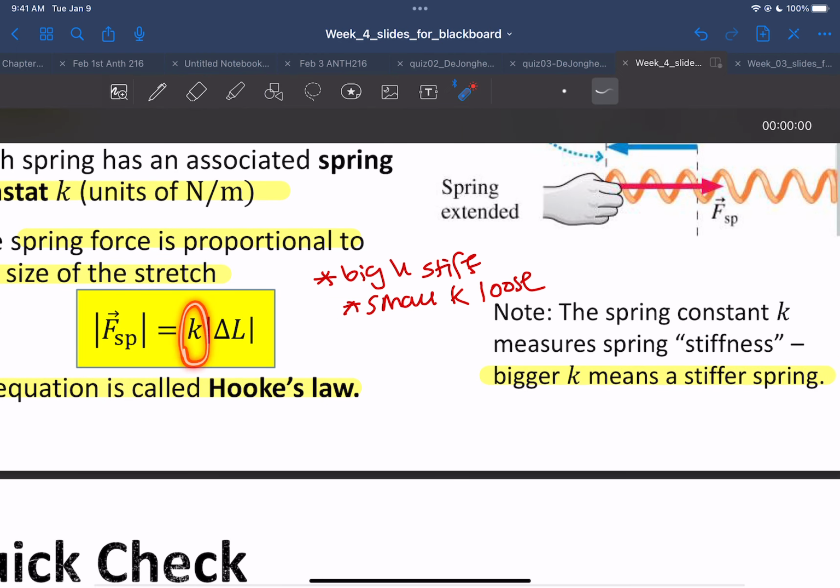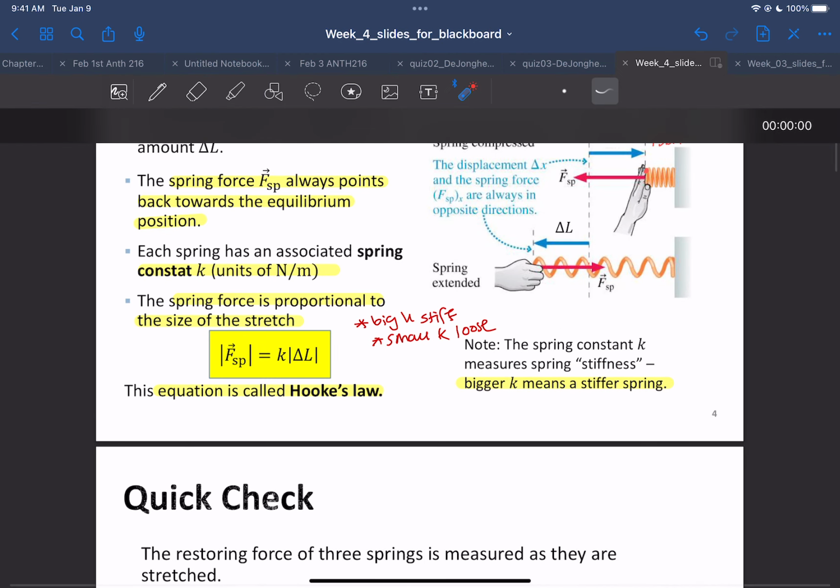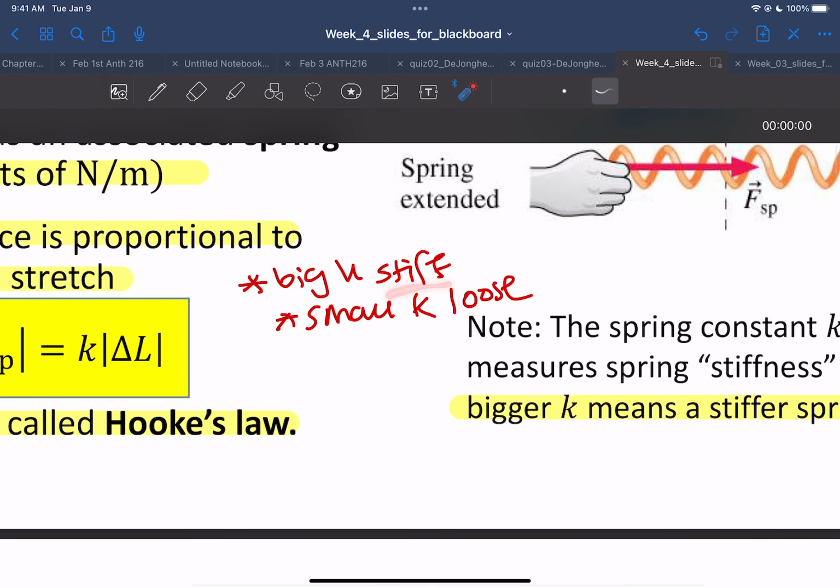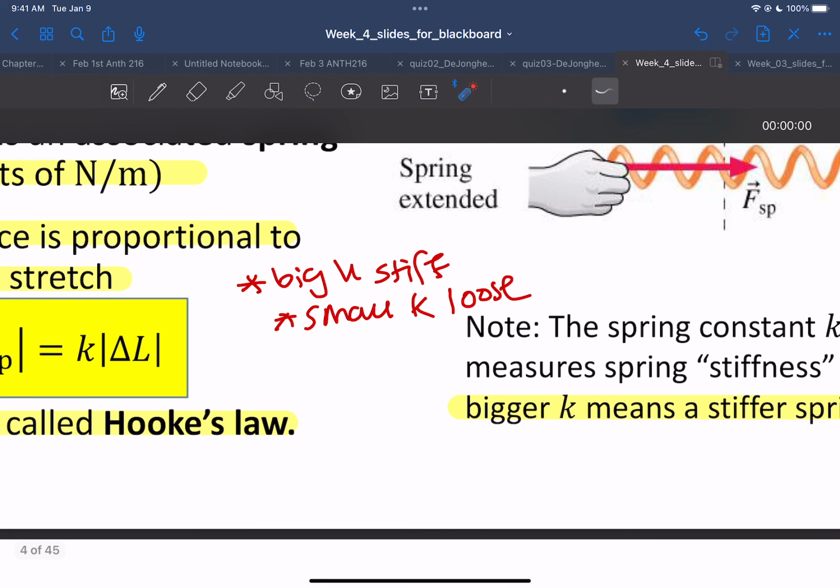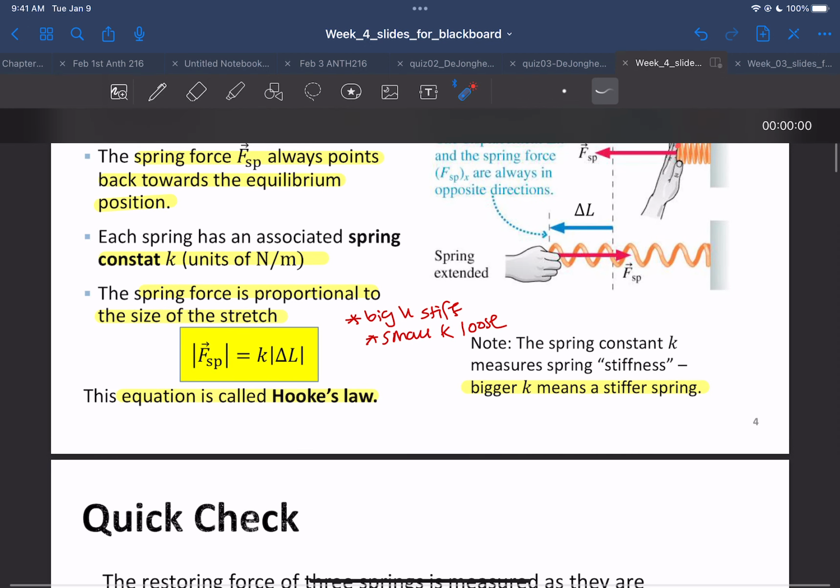Now the K here is the spring constant, and that's unique to every spring. It's going to be an indication of the stiffness of a spring. So if you have a really big spring constant, big K, it means you have a stiff spring. If you have a really small K, small spring constant, it means it's a loose spring, right? And this equation, overall, we know as Hooke's law. Does that make sense so far for spring forces?